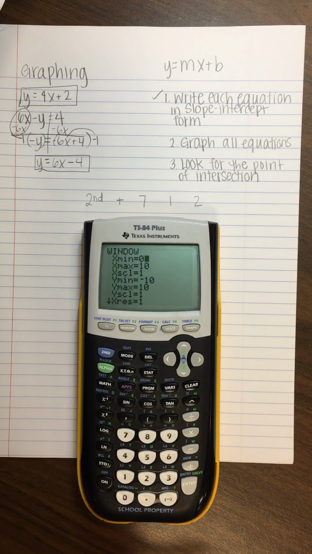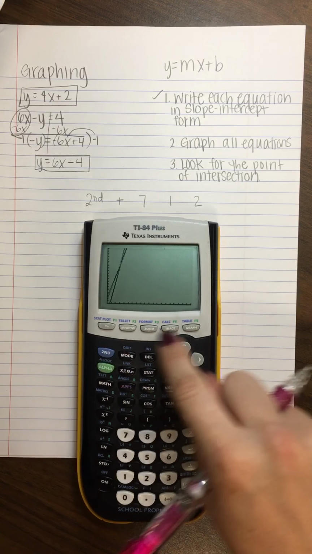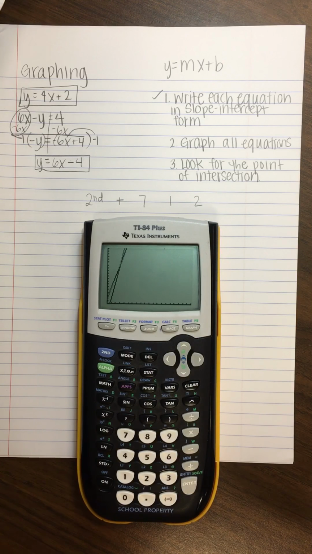Okay, now I can see that these two lines intersect right around here. Sometimes that point of intersection is going to be a decimal, and that decimal we might not know. And so I'm going to show you a way to find that point of intersection without actually going to the table and looking for it.